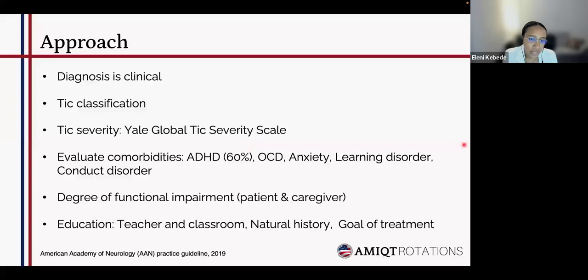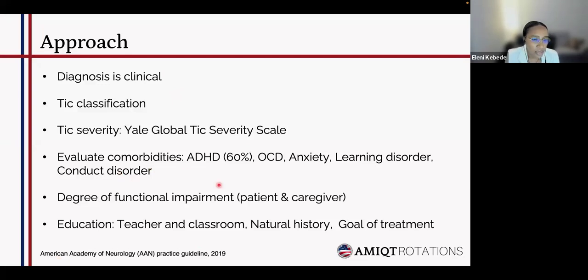Okay, so when we see a patient with Tourette's, we have to know the diagnosis is purely clinical, and we have to take a detailed history. We have to remember to ask about their urges, and the other part is observing the tics, using videos to assist us with the observation. They can do video recording at home, and that's also okay. What we want to do is tic classification, simple or complex like we saw earlier, and assess severity. The Yale Global Tic Severity Scale is the most popular one.